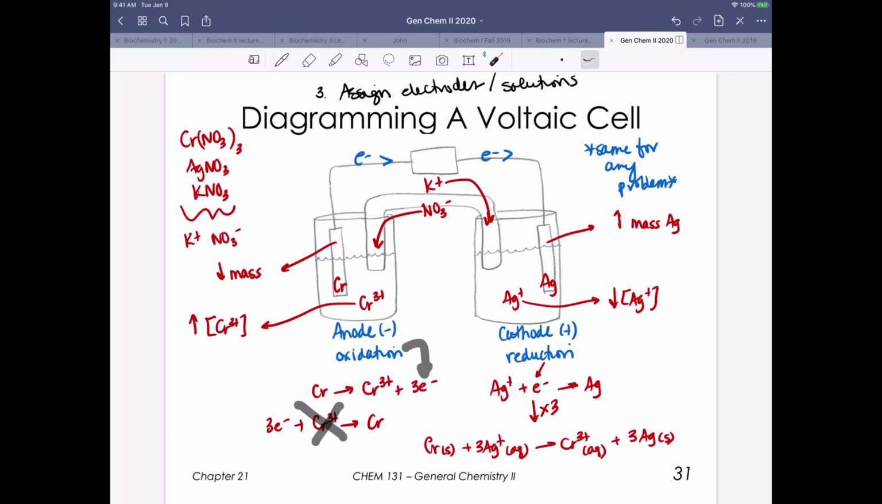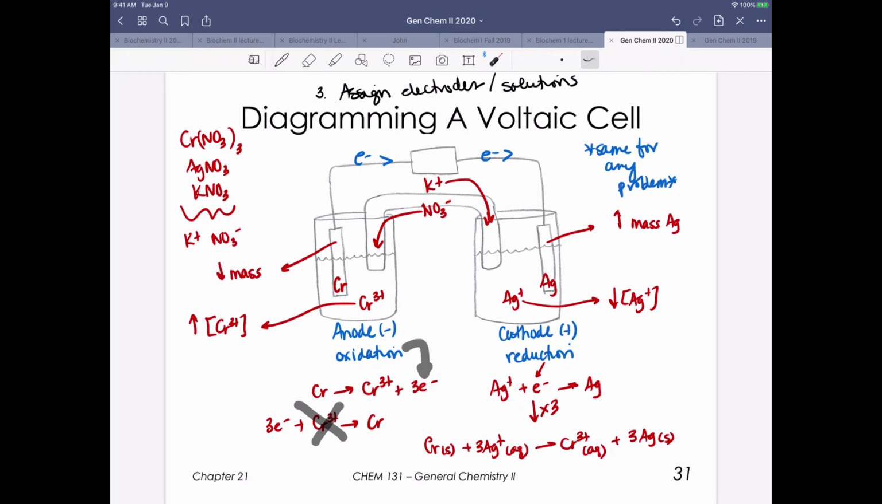Let's go over here to our silver. In our silver compartment, again, we know that our silver electrode is going to be taking silver ions, combining them with electrons to make solid silver. So that means the mass of that silver electrode is increasing. And that must mean that we're depleting silver ions from solution, so that concentration is decreasing.